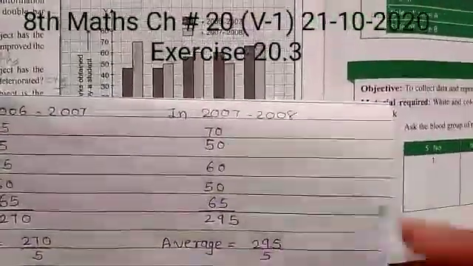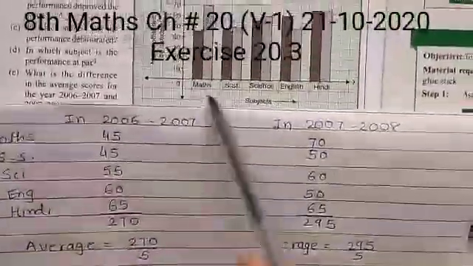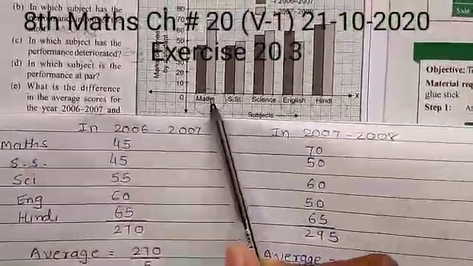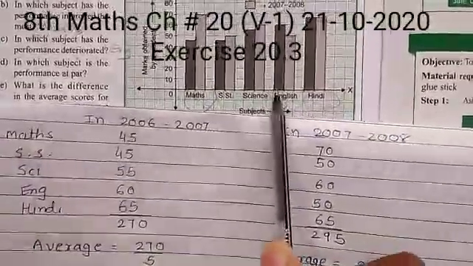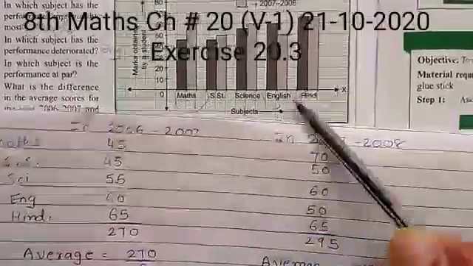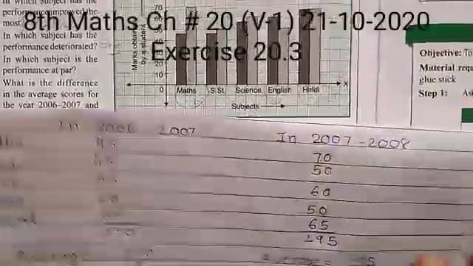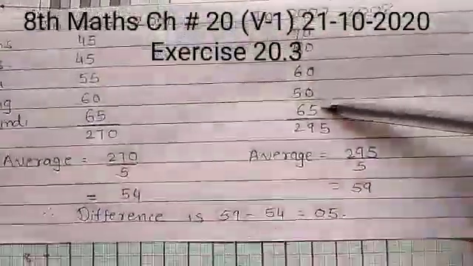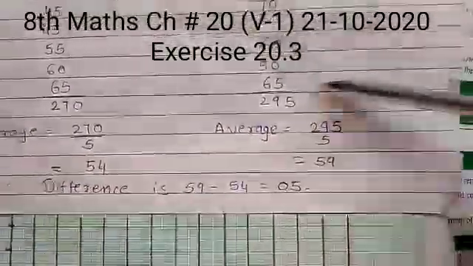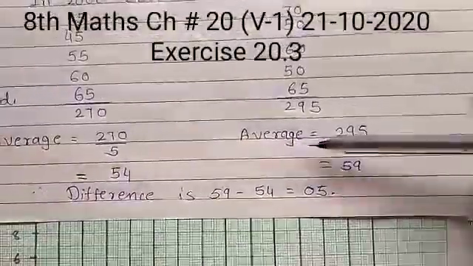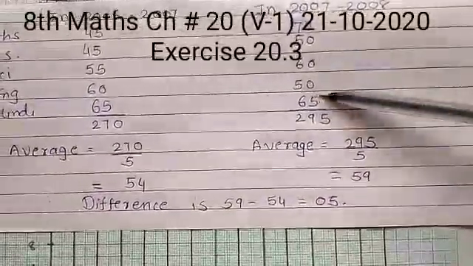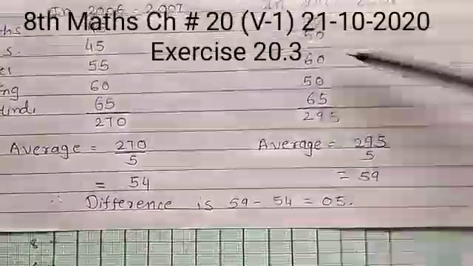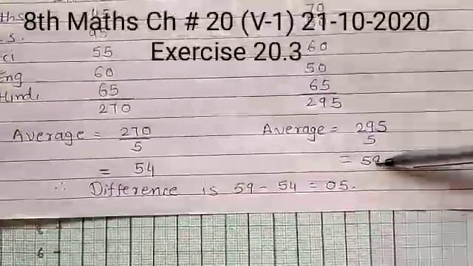Similarly, we have to do it for the year 2007-2008. In the case of maths, the student got 70 marks. In essays he got 50, science 60, English 50 and Hindi 65 marks. Now we have to go for the total of these marks. So you will get 295 marks. Now we have to find out the average. So average is equal to the total sum of the observations divided by the total number of observations. So 295 divided by 5 is equal to 59.